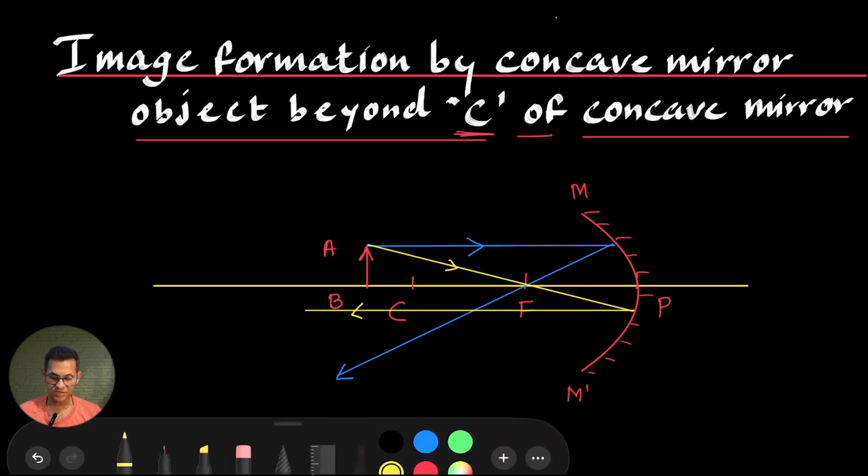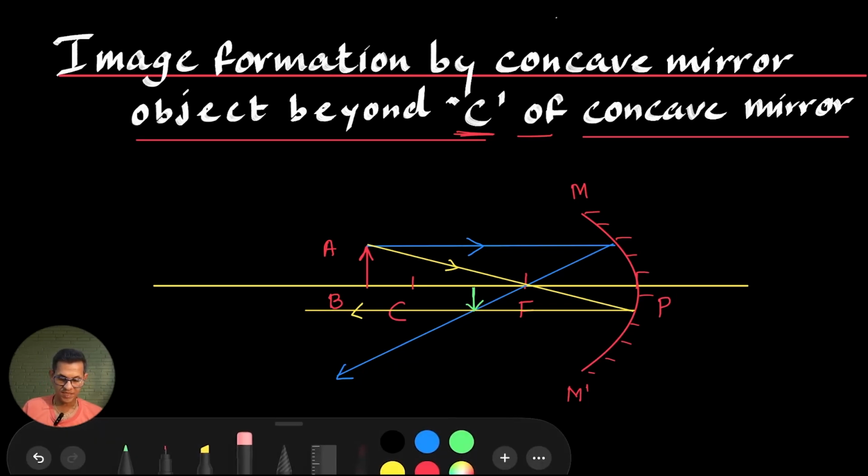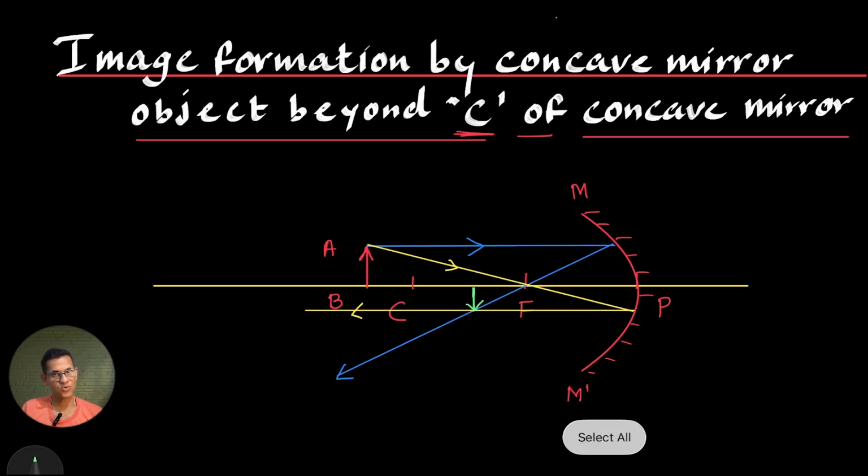Now, the intersection is the point where your image is formed. So you can see my light rays are intersecting here between points C and F. So that is the point where I am supposed to draw an arrow. Since the light rays are actually intersecting here, we can say that this image is a real image, and that's why it is also inverted. So let me also name the image. We'll name it as A1, B1.